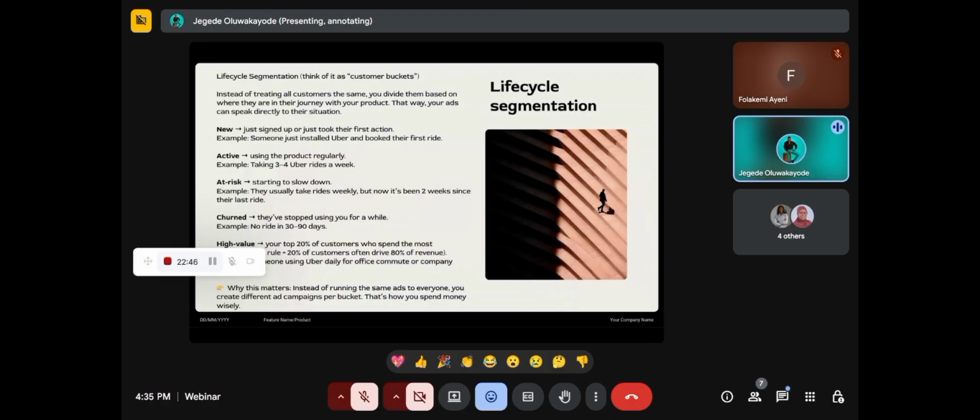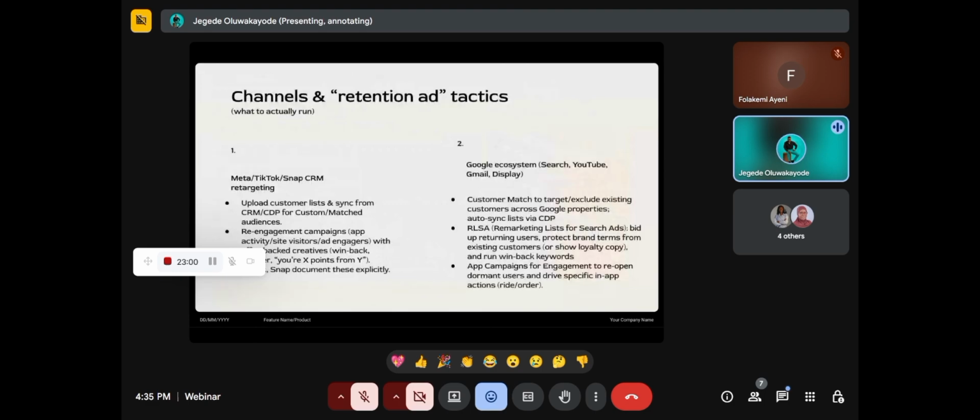I'm going to be talking on two major things, on how I've personally done this. The first is lifecycle segmentation, and the next is the channels and retention hacks. Those are the two major things I'm going to be talking about.